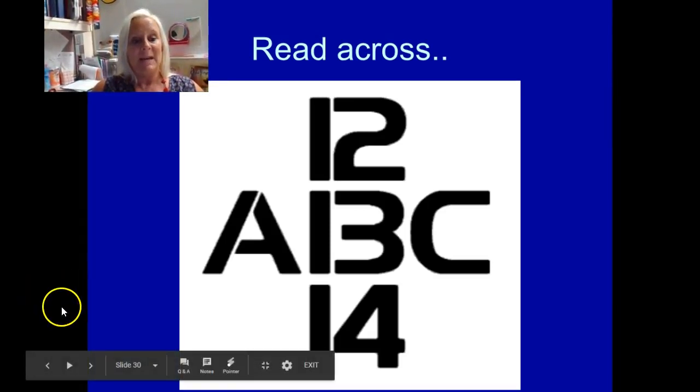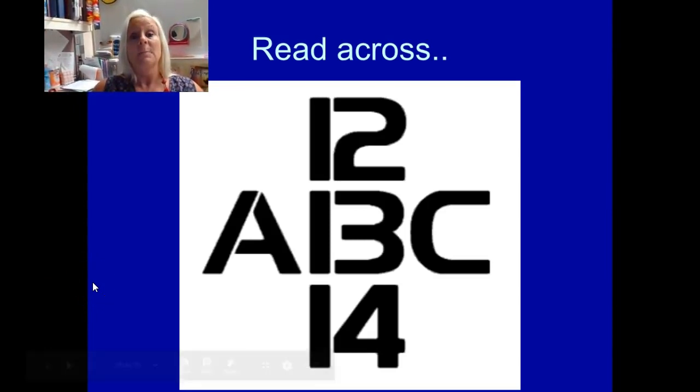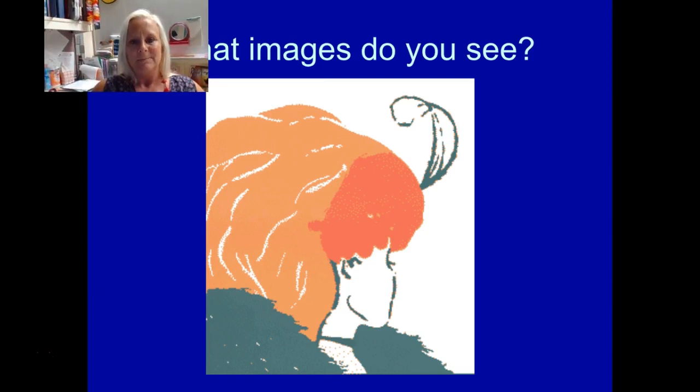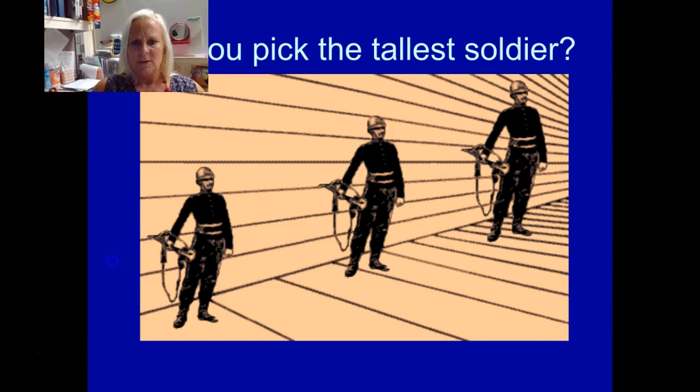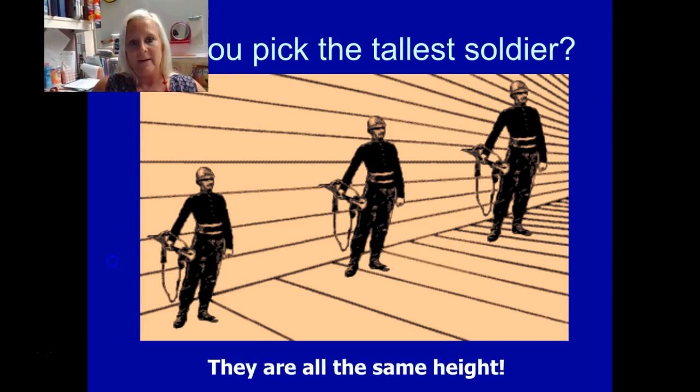This has happened to many people who've been convicted of crimes that shouldn't have been, because they were perceived to be in the wrong place at the wrong time. Another one of those variation in images. Hopefully you see a young woman facing the back right and then an older woman facing the front right. It's all about perspective. Can you tell which soldier's taller? Because they're actually all the same height. It's just the perspective because of the lines drawn.